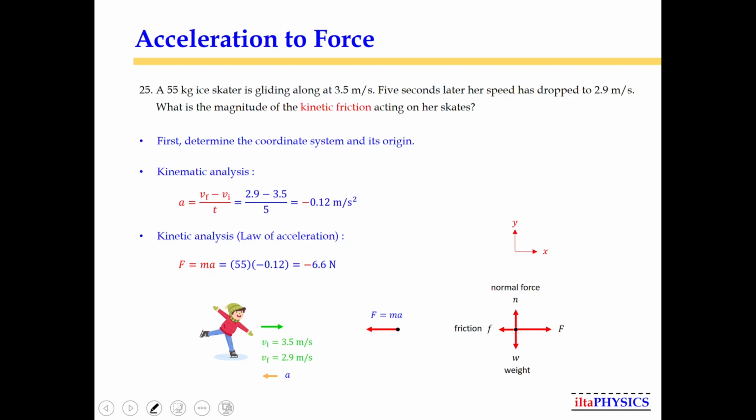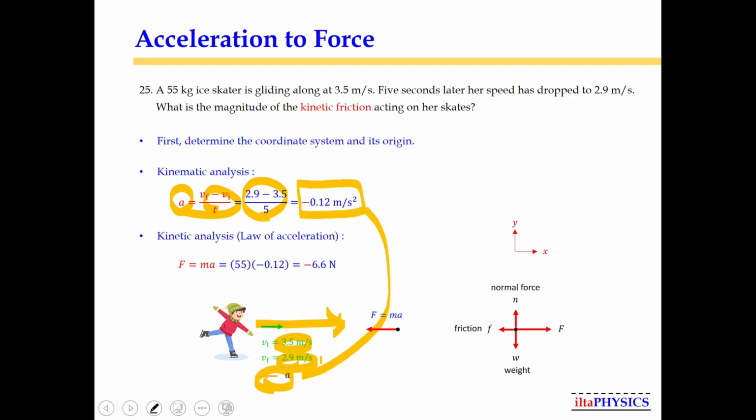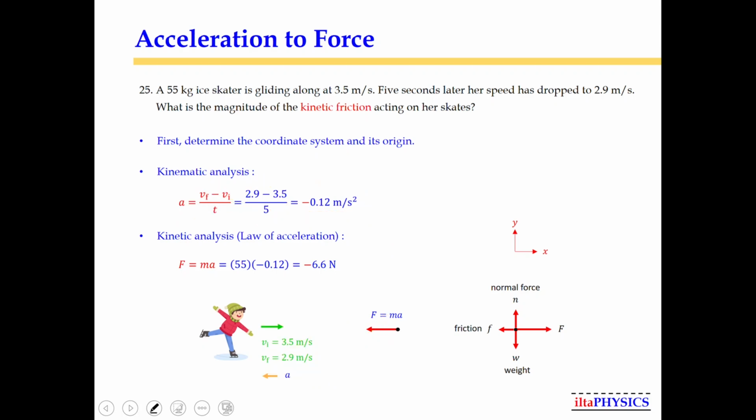As shown in the image, the velocity decreased from 3.5 meters per second to 2.9 meters per second over 5 seconds. So according to the definition of acceleration, the acceleration is negative 0.12 meters per second squared. One thing to be careful of here is that since we set the direction of motion to the right as positive, and the speed is decreasing, the direction of acceleration is to the left, which is negative, opposite to the motion. The cause that created this acceleration is the kinetic friction.